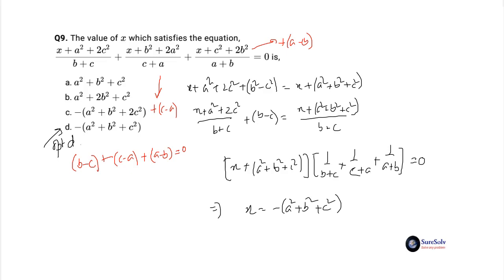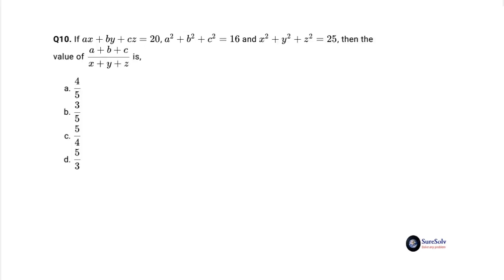Let's solve the last problem. Question 10 is, if AX plus BY plus CZ equal to 20, A square plus B square plus C square equal to 16, and X square plus Y square plus Z square equal to 25, then the value of A plus B plus C divided by X plus Y plus Z is option A 4 by 5, option B 3 by 5, option C 5 by 4 and option D 5 by 3.